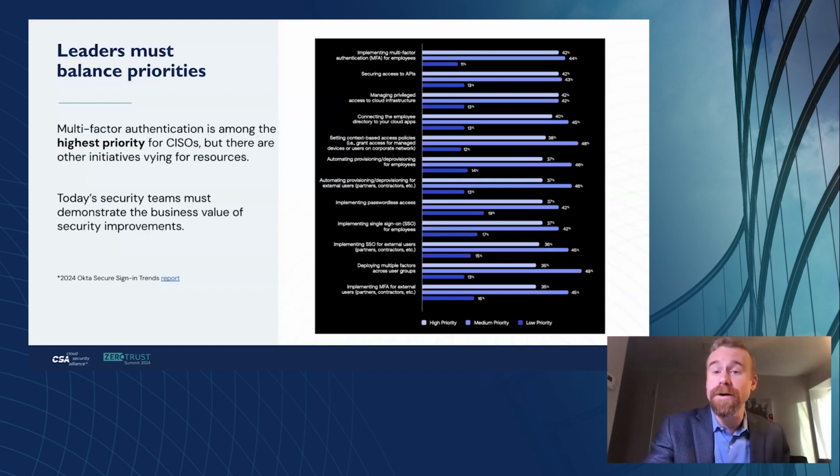Now, speaking about doing more, MFA is not the only priority security and IT leaders have. These tightening funds need to support other high-profile zero trust projects, including securing APIs, privileged access management, and expanding the use of single sign-on. When we put these factors together, we see that the security budget landscape is changing. Security can no longer be seen as a cost center. We need to be able to tie security outcomes to business outcomes and demonstrate the benefits of improving security to the rest of the business.